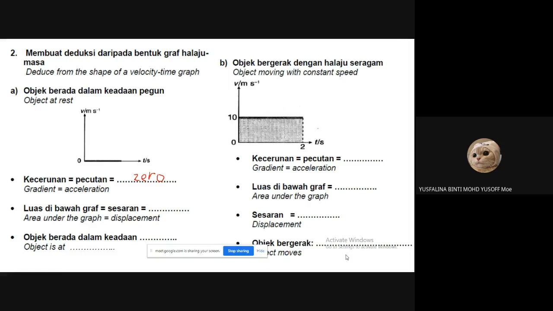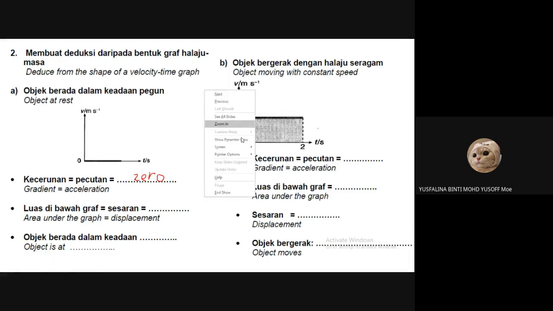So what should you put? You should put 0 here. It means the object is at rest. Or you can say the object is not moving, that also works. Okay, that's for A.